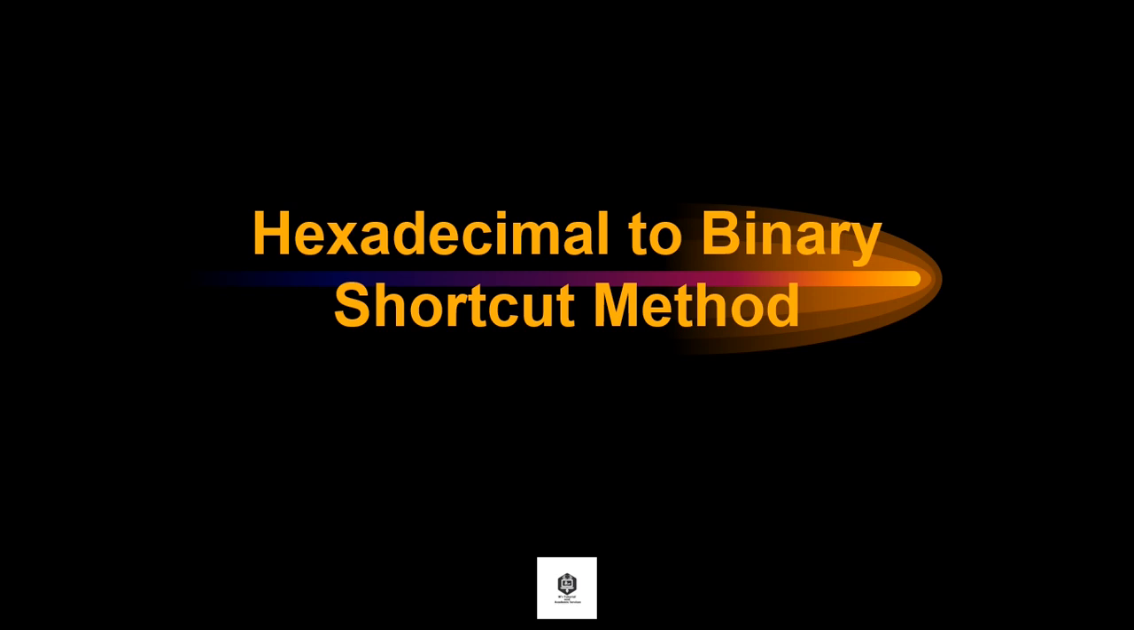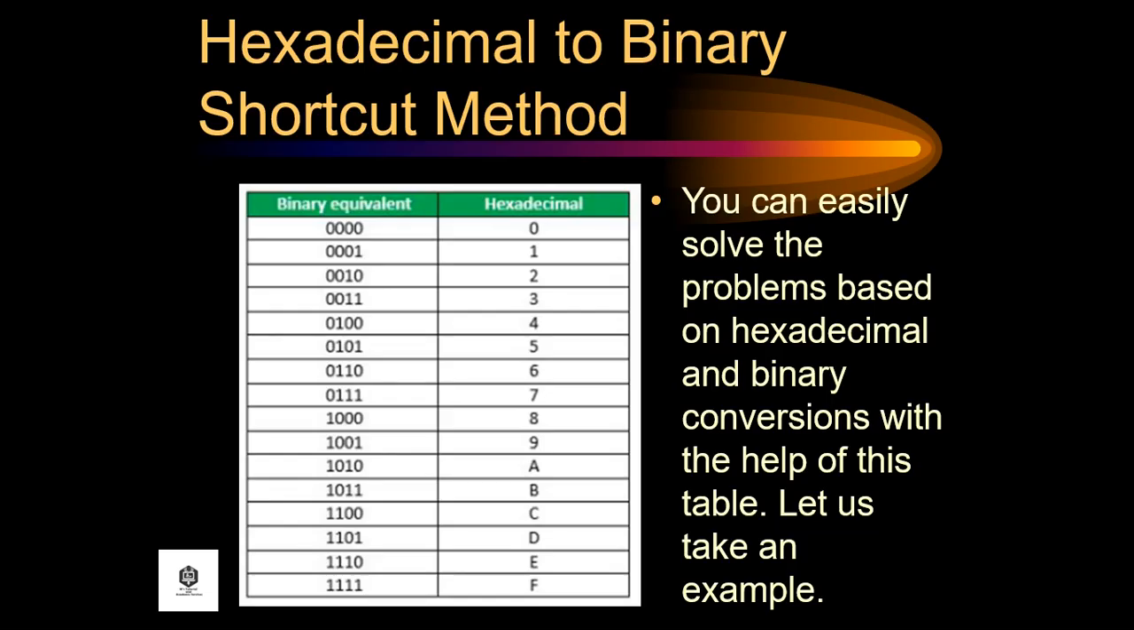Next, discuss the hexadecimal to binary shortcut method. So you can easily solve the problems based on hexadecimal and binary conversions with the help of this table. Let us take an example. So for example, binary equivalent and then hexadecimal from 0 to 9 and A to F.